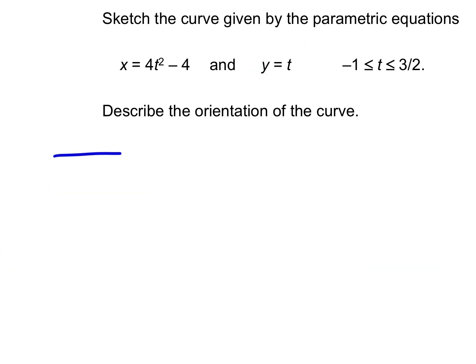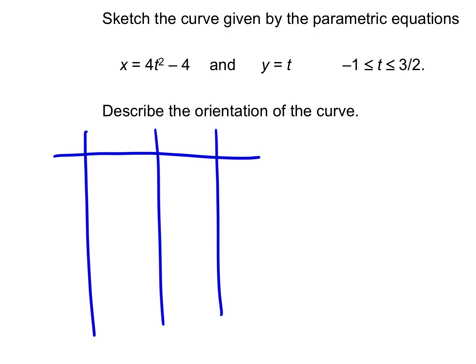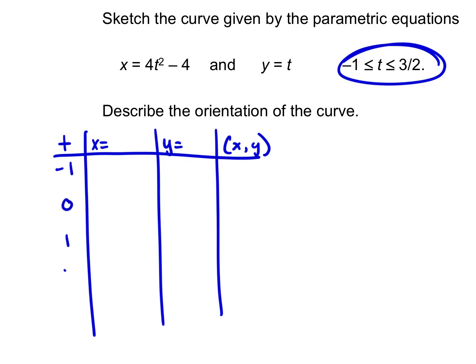I'm going to start with my chart. So we're going to have our values of t that we'll plug in. We'll have our x equals and y equals, and then we'll have our point x comma y. So we're going to plug in these values for our t. Starting with the smallest one, we have negative 1. Then just plug in until you get to the largest number. Stick with the whole numbers, but if your starting and stopping point happen to be a fraction, then you just have to plug in that fraction. But from negative 1 to 3/2, we want to plug in all the whole numbers in between. So we have negative 1, 0, 1, and then 3/2.